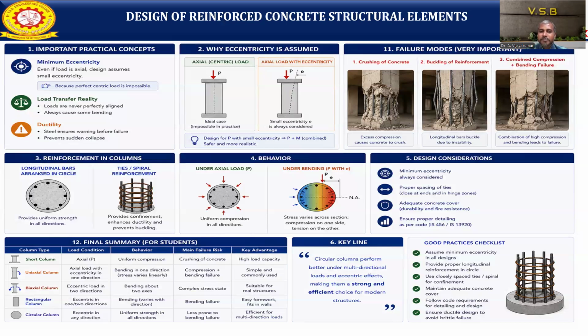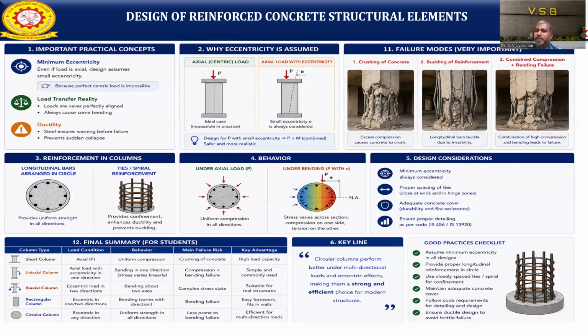What are the advantages of the different types of columns? Where a high load carrying capacity is needed, we can use a short column. Uniaxial bending is simple and commonly used. Biaxial is suitable for real structures. Rectangular columns have easy formwork, and circular columns are efficient for multi-direction loads. So what is a good practice checklist when you go to the field?